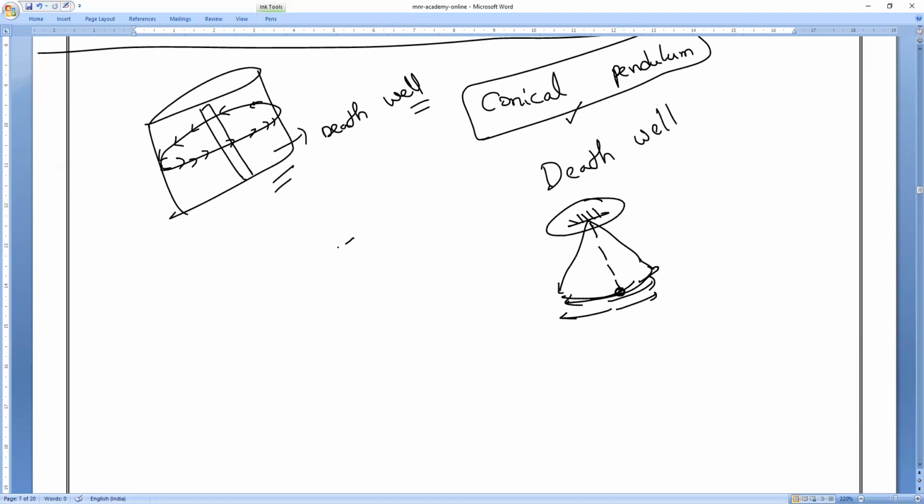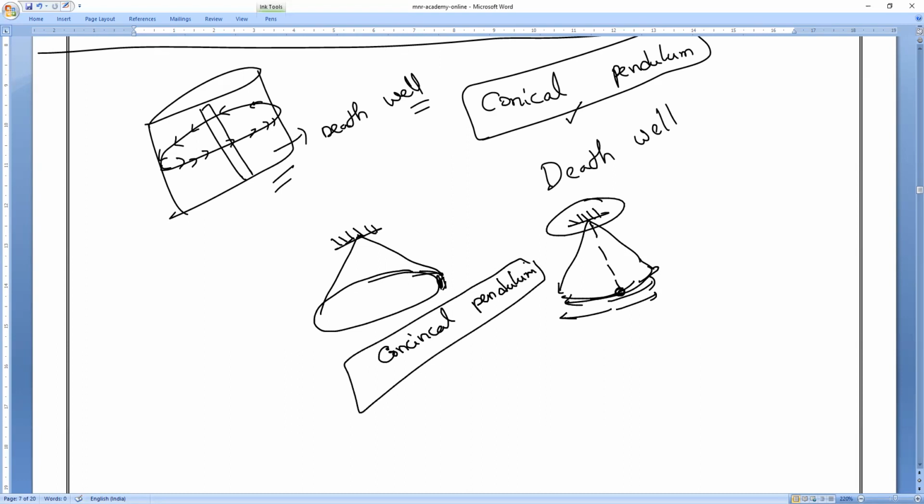In a similar way, conical pendulum is very simple. Suppose I have an attachment, and instead of moving in a to and fro motion, I make the pendulum move round like this, like a circle, continuously. So that is what we used to call, what is it? We used to call it a conical pendulum. In this case, how can we apply the centripetal force and what is the formula for this conical pendulum, everything we'll discuss.